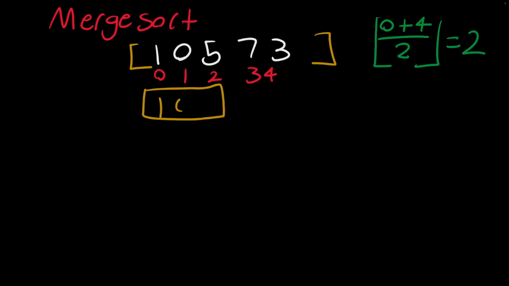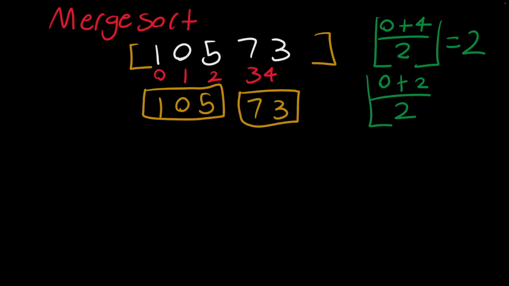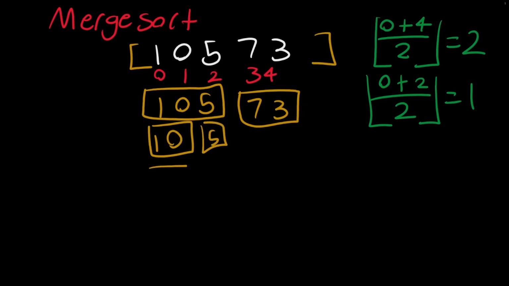So let's make our first split here. It's going to be 1, 0, 5, and then we're going to have this split here, 7 and 3. Now we're going to look at this partition we have going on here, and we see that it is 0 plus 2 divided by 2. This is going to equal 1, and this means we are breaking away at 1, so we're going to have a breakaway here, 1 and 0, and we're going to have 5, and then again we're going to break away, and we're going to have 1 and 0.